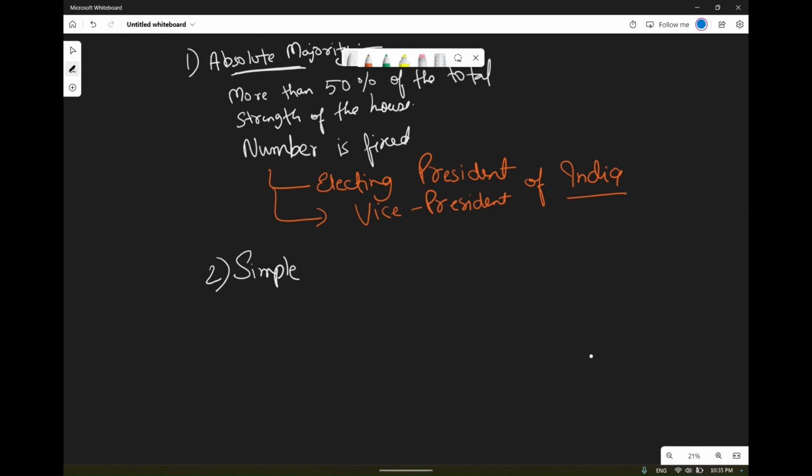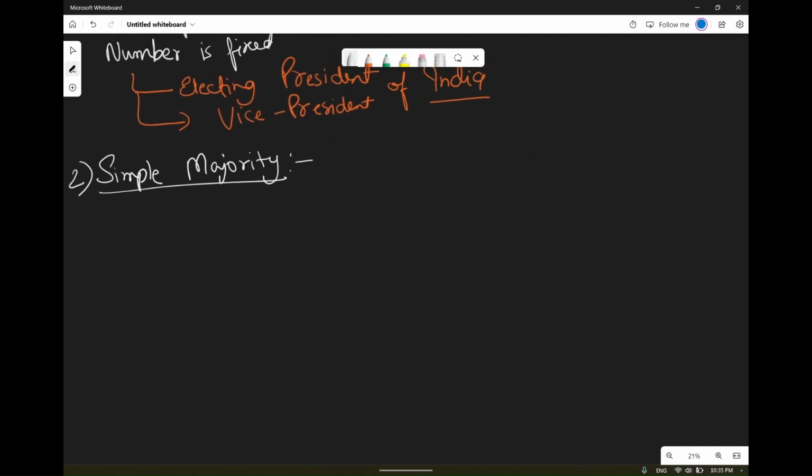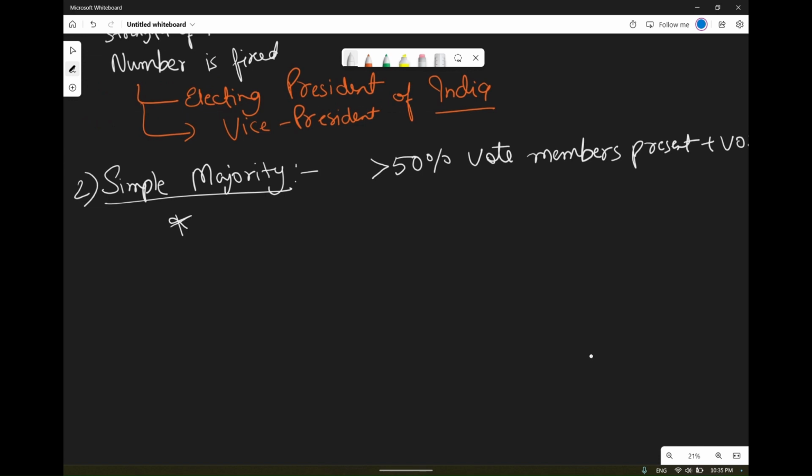What is simple majority? Simple majority means the vote required is more than 50% of the members present and voting. It does not count the total strength. It just counts more than 50% of the votes of the members who are present and voting. If someone is absent, their vote will not be counted. Okay, and in this case the number varies.